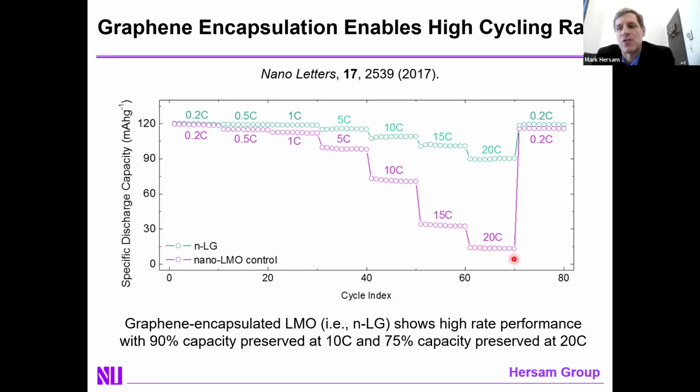In purple, we're seeing a traditional battery. And when you're at a high rate, where 1C means cycling in an hour, 20C means cycling in 3 minutes, you can see the 3-minute cycling leads to very far short of the capacity you get in the slow charge discharge limit. In contrast, in green, we have the graphene encapsulated case. This is clearly achieving much higher capacity, even at very high cycling rate.